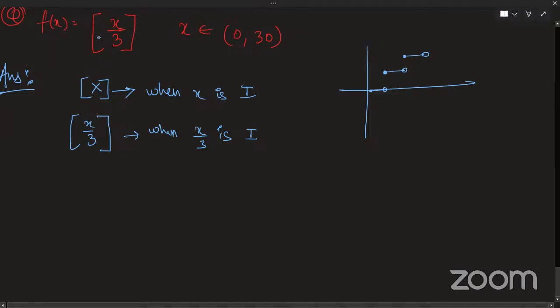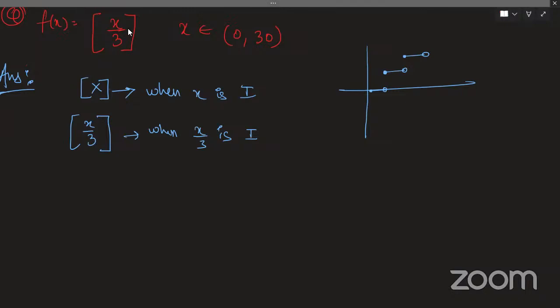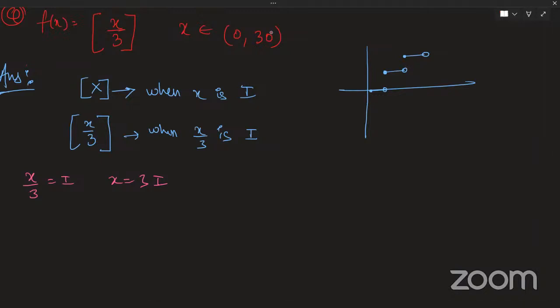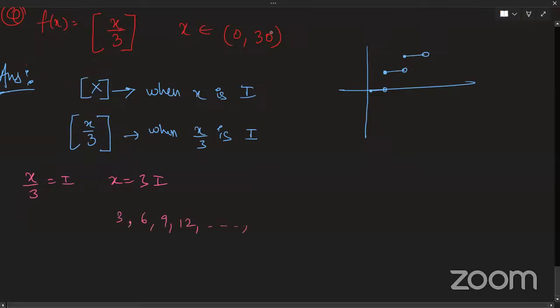Like it is divided by 3, so obviously x by 3 should be an integer. Can you tell me what are the possible values where x by 3 is an integer? So x is equal to 3 times an integer, so multiples of 3. What are the possible multiples of 3 between 0 and 30? Tell me. 3, 6, 9, 12, 15, and so on till 27.